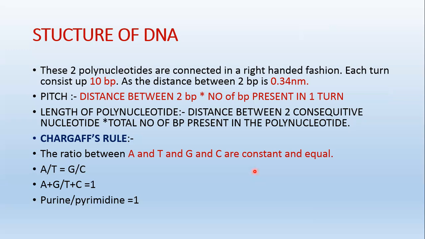Okay. For example, there are 5G, but there are only 4C. What will happen to the other G? The one G will remain single, right?